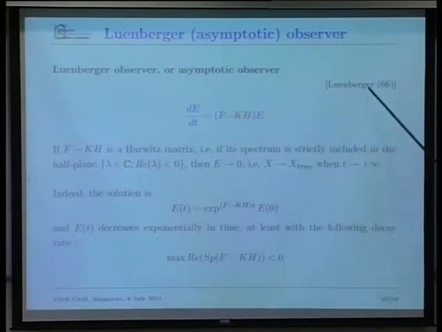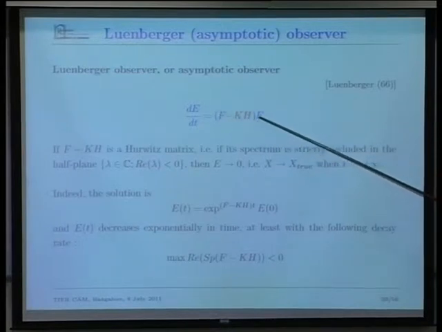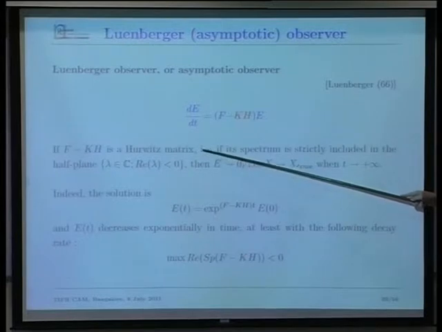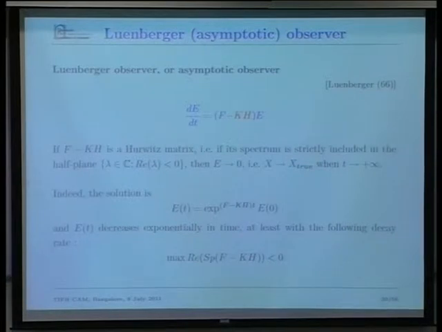Probably the first person who studied that was Luenberger in the 60s. The idea is that if this matrix is a Hurwitz matrix, namely all the eigenvalues of the spectrum have strictly negative real part, then E goes to 0 when time goes to infinity. It means that the nudging state converges towards the true state when time goes to infinity. So the only thing that is wrong about the nudging state is the initial condition? Yeah.